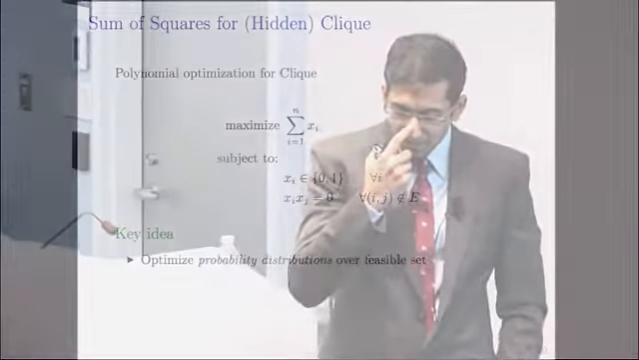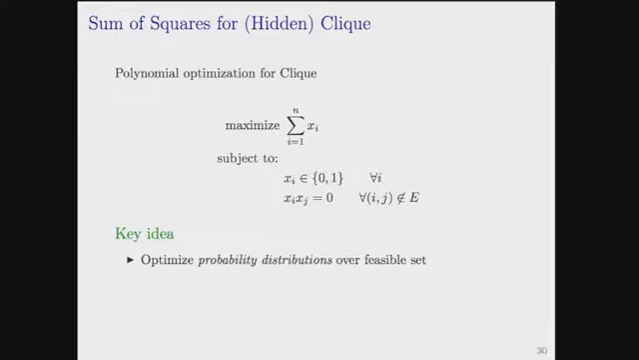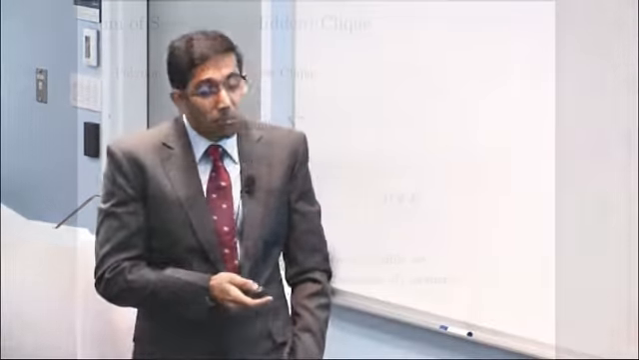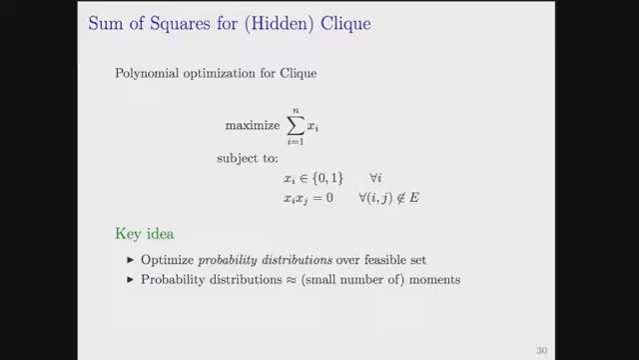The key idea of the sum of squares is, or one way to look at it is, that you don't want to optimize over points on the feasible set of X. Instead, you optimize over probability distributions that are supported on these points. Moreover, and this is key, you represent these probability distributions using just a small number of moments, and you enforce only a few of the consistency conditions that these moments are supposed to have.